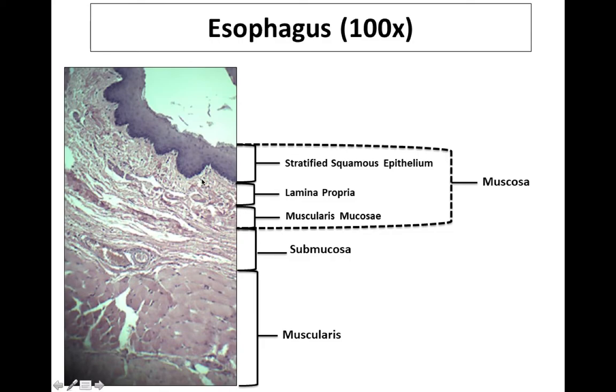Underneath the stratified squamous epithelium, you have the lamina propria. So there's our connective tissue that's just found in mucous membranes. And then you have the muscularis mucosa, just a really thin layer of muscle. And here is the submucosa. You may see some esophageal mucus glands here, but you may not depending on what section you're in. And then here we can see some smooth muscle. So this is the muscularis, and then out of this view would be the serosa.